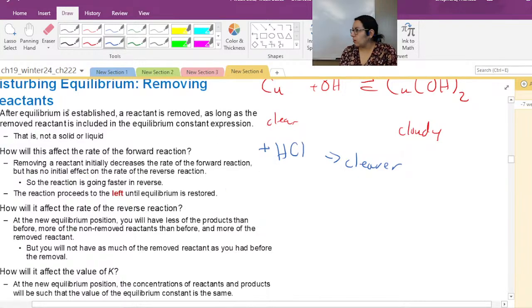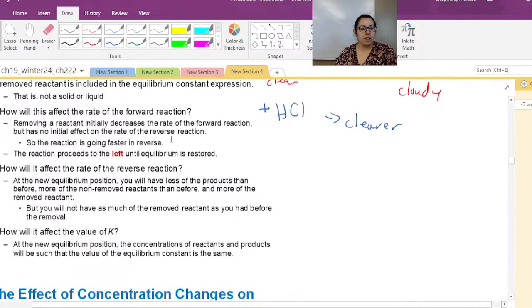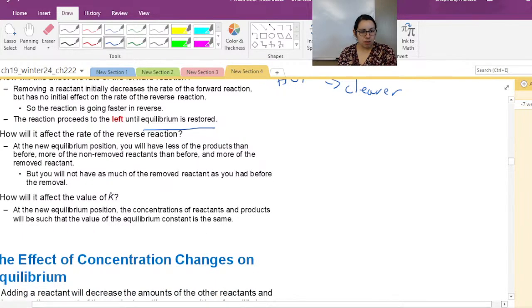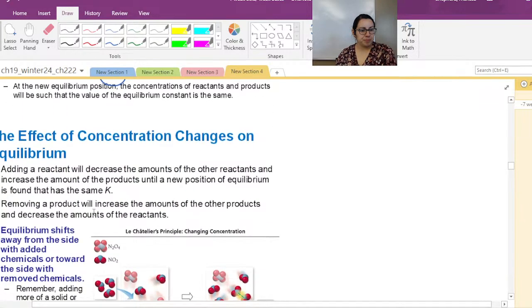And so again, a lot of words just to tell us all that. It has to be something that affects our equilibrium concentration. Removing our reactant decreases our forward reaction rate. So relatively speaking, the reverse reaction is going faster. And then again, equilibrium is restored. This is just words to say what happened. And always K is constant.